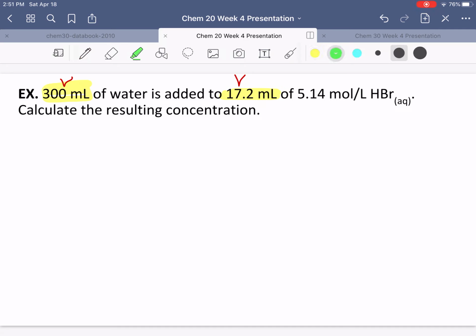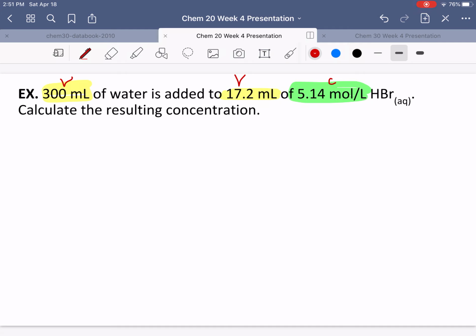And we are adding it to a 5.14 mole per liter. Pay attention to those units. Moles per liter tells you it's a concentration of hydrobromic acid. Ooh, check it out. We haven't done an acid in a little while. Okay, calculate the resulting concentration.